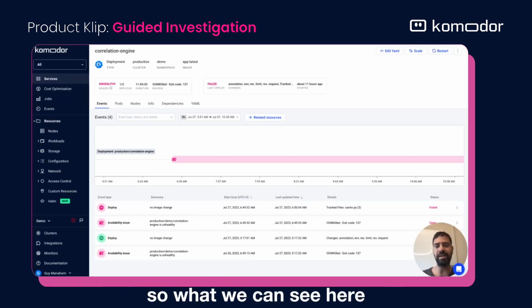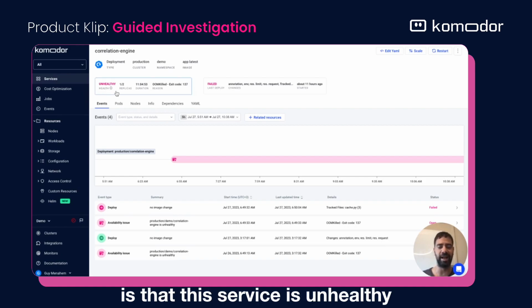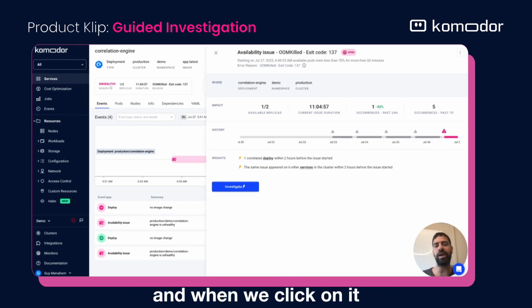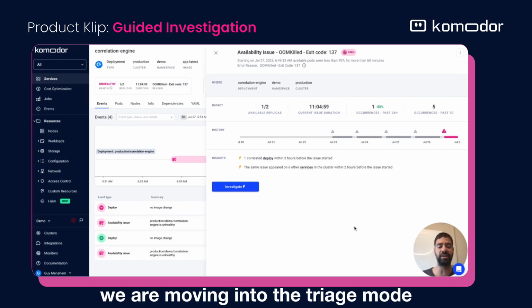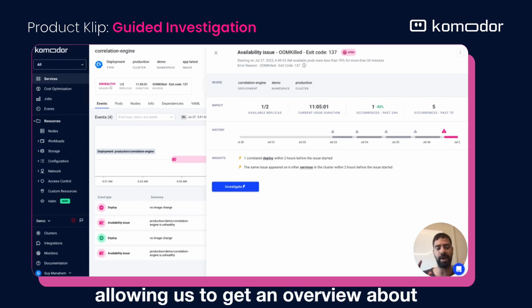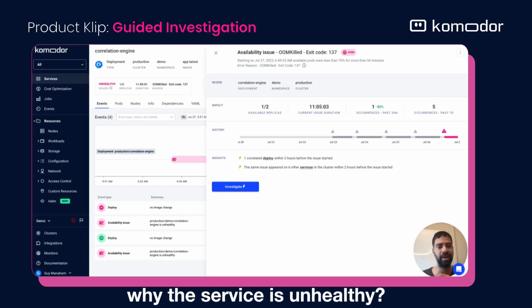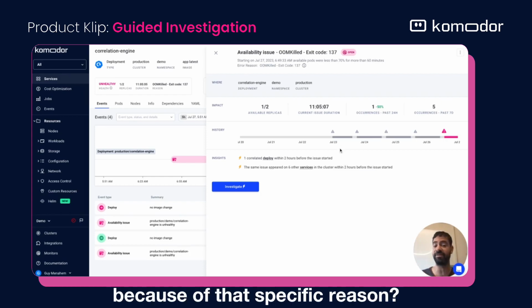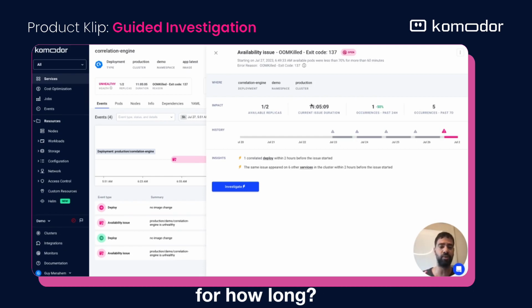So what we can see in here is that this service is unhealthy. And when we click on it, we are moving into the triage mode. It allows us to get an overview about why this service is unhealthy, how many times it was unhealthy because of that specific reason, for how long, what is the impact, and some insights.